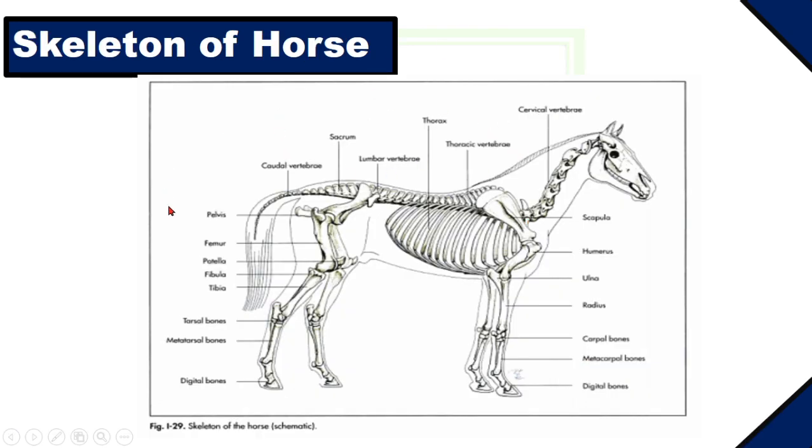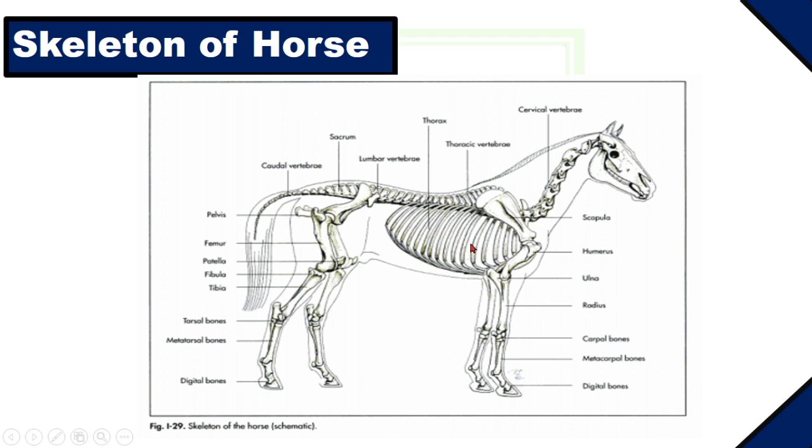This one is the picture of a horse skeleton. In this picture, we can see the axial skeleton and appendicular skeleton. This is the vertebral column, and these are the regions of the vertebral column. This one is the cervical region, this one is the thoracic region, this one is the lumbar region, this one is the sacral region, and this one is the caudal or coccygeal region, the tail region.